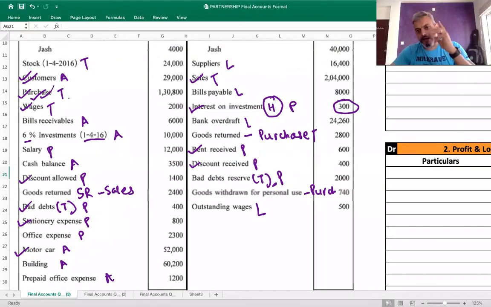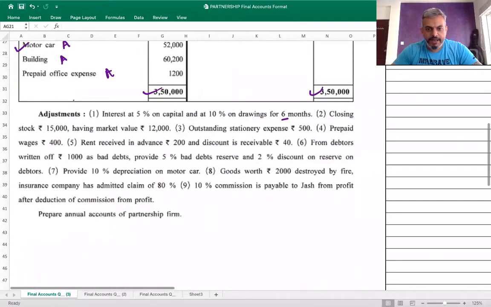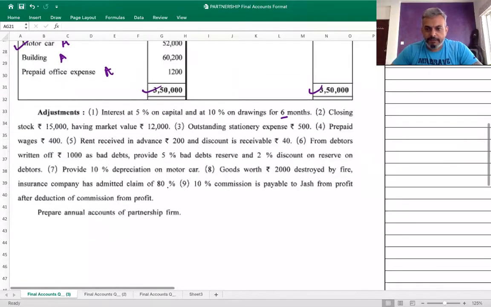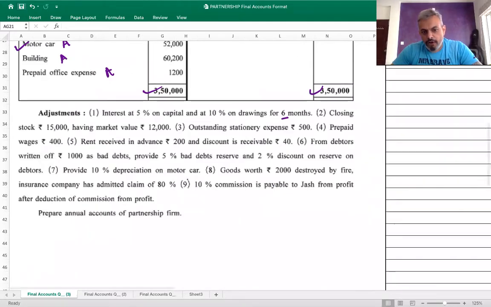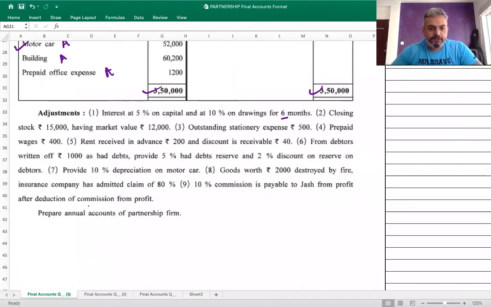Purchase now has 3 ticks: 1 for return, 1 for goods withdrawn, 1 for goods destroyed by fire. And the insurance company admitted a claim of 80%. We will see the rest later. 10% commission is payable to Josh from profit after deduction of commission from profit. So for the 10% commission after deduction, we will do it at the last after we find the profit.